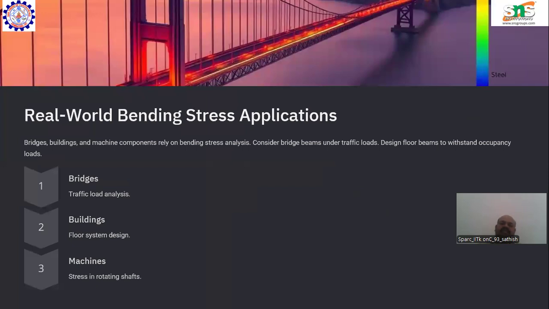So, real-world bending stress applications: bridges, buildings, and machine components rely on bending stress analysis. Consider bridge beams under traffic loads. Design floor beams to withstand occupancy and loads. Bridges: traffic load analysis. Buildings: floor system design. Machines: stresses in rotating shafts. In the third application, the rotating shaft tends to bend whenever there is a load, so that comes under bending stress.